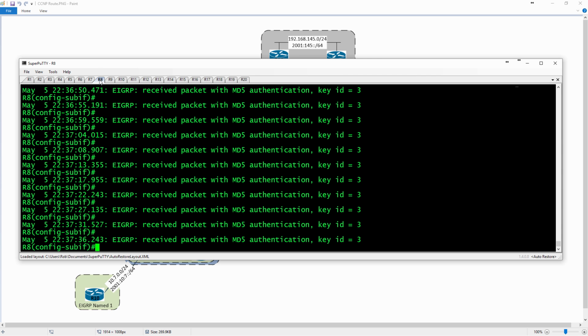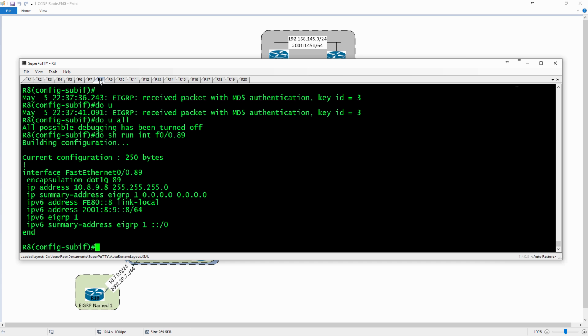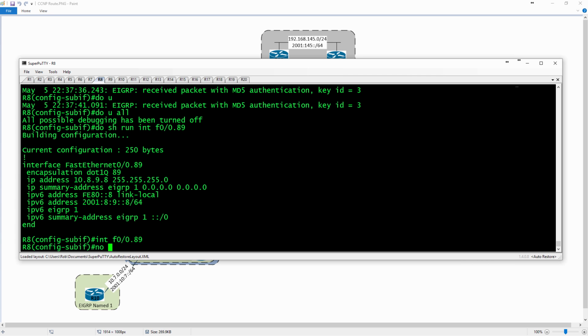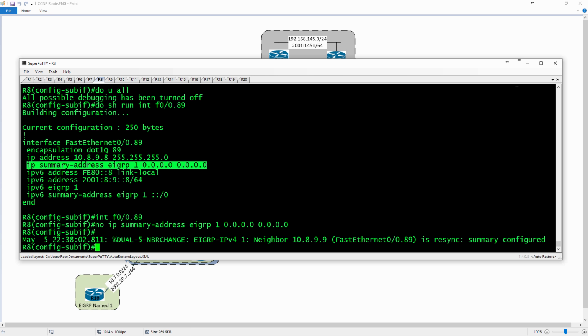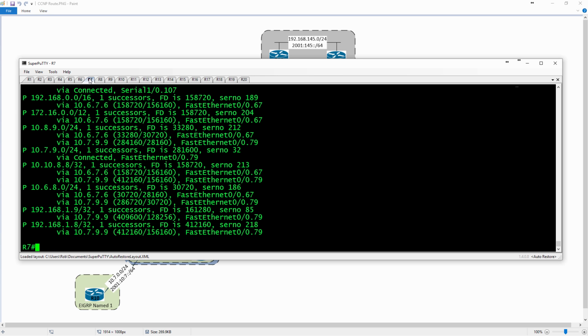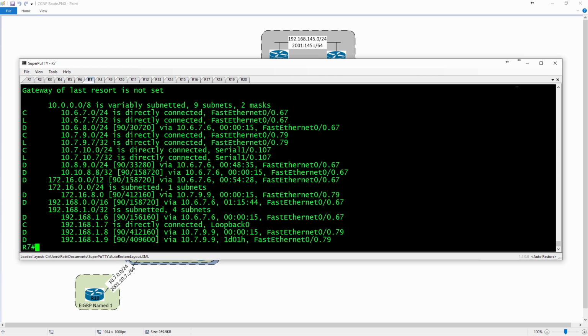On R8, if we do a show run interface FastEthernet 0/0.89, that's what I thought. So let's go underneath the interface FastEthernet 0/0.89 and do no summary. The problem that I believe we're running into back on R7, if we do, that's what I thought, is because of the fact that we were propagating the route in such a way. If we do a show ip route again, we should have, there we go. Yeah, because of the default route we were getting, it was skewing our results.